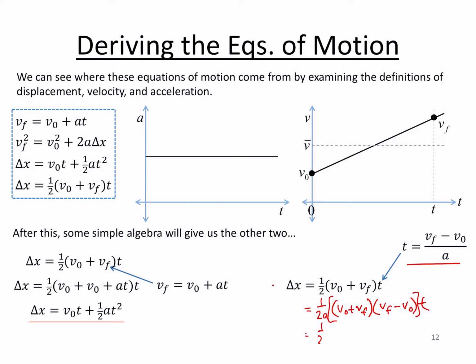There's a couple of steps in there, right? When we do this whole thing, you get the v final squared, you get negative v0 squared, and when you do that, you get something that looks like this. And all you really need to do is multiply both sides by this 2a and rearrange things a little bit to get things looking exactly like that second equation of motion, okay?